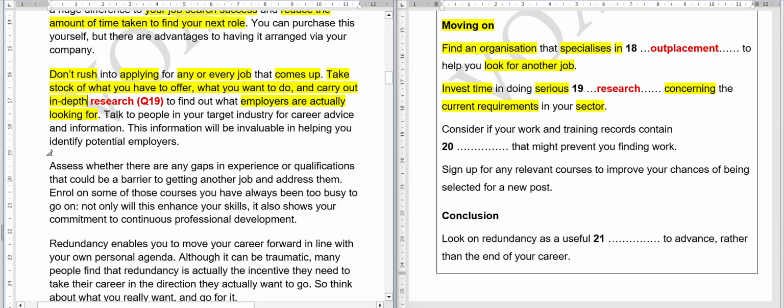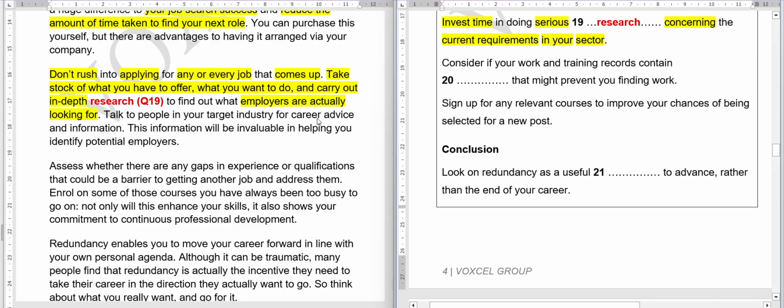So carry out in depth. In depth basically is serious. If you are doing in depth research, you are serious about that particular thing. You are not doing it on the surface, you are going in depth. Obviously you are serious concerning the requirements in your sector. Basically requirements in your sector, what employers are looking for, because they are the people who will employ you, who will give you jobs. They will have some requirements, so you have to carry out in-depth research on what they are looking for. I hope that makes sense.